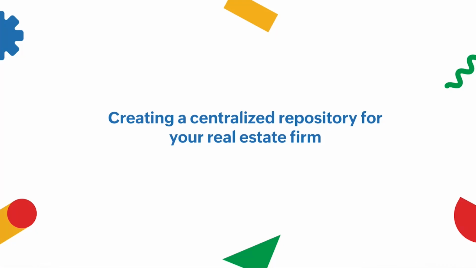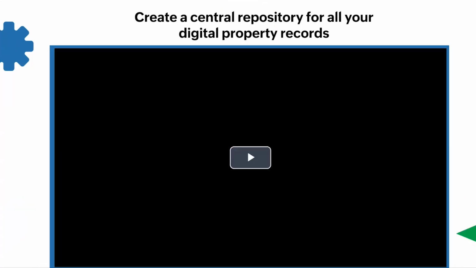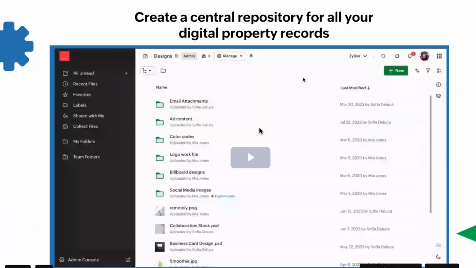So let's get started, starting with creating a centralized repository. This is how WorkDrive looks. This is the user interface. On the left side of the window, you can find the team folders. As I already mentioned, this is the secure virtual workspace you can create. You can add the members you want, and you can add your files. This is how a team folder looks.